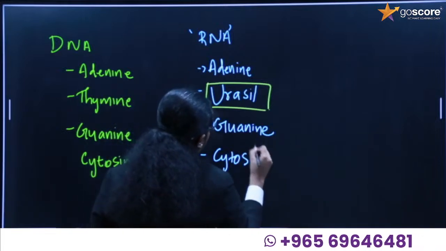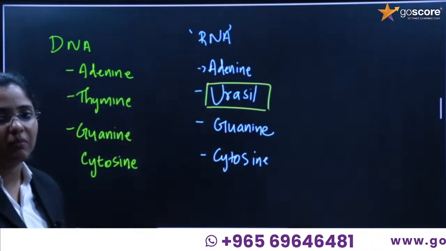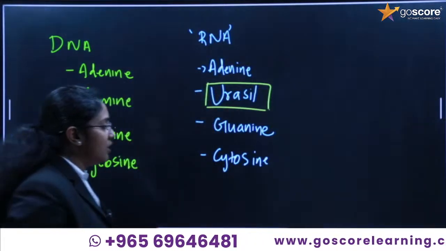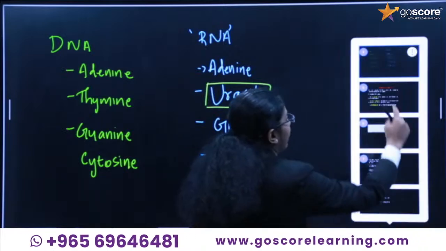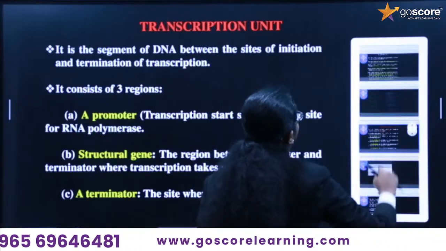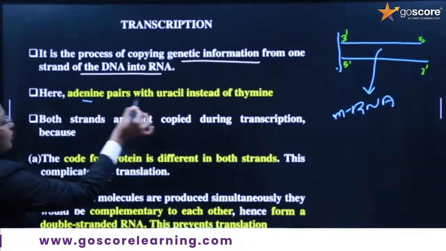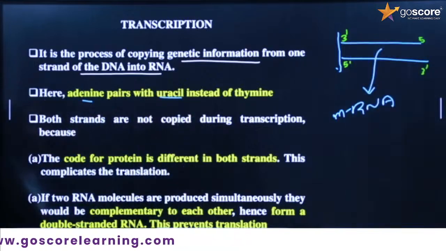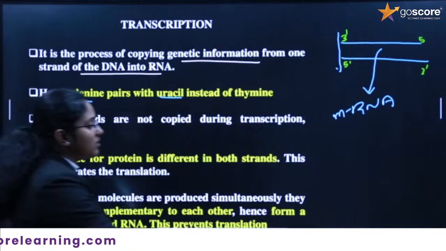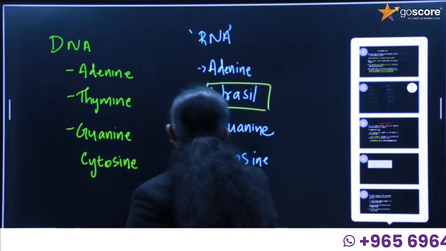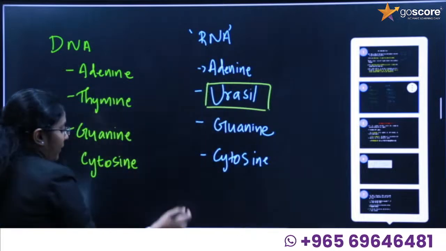Okay, cytosine is present. So these are the nitrogen bases present inside the RNA. The next point given here is that adenine pairs with uracil instead of thymine. We can say adenine can pair with thymine; usually adenine pairs with thymine.